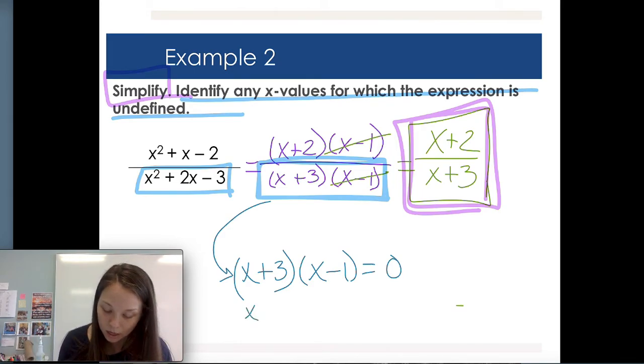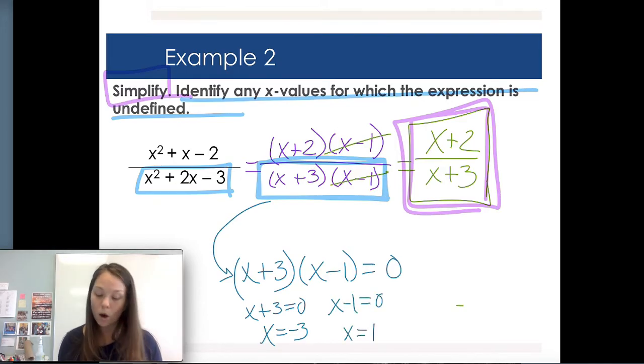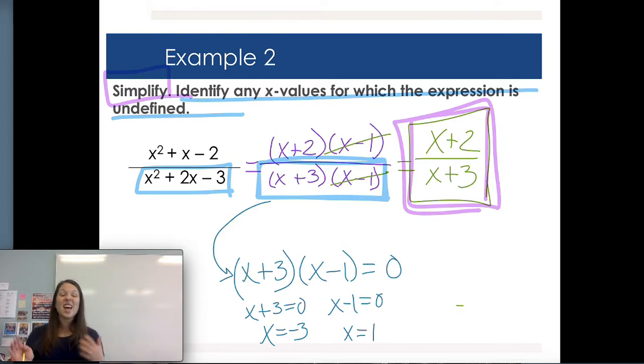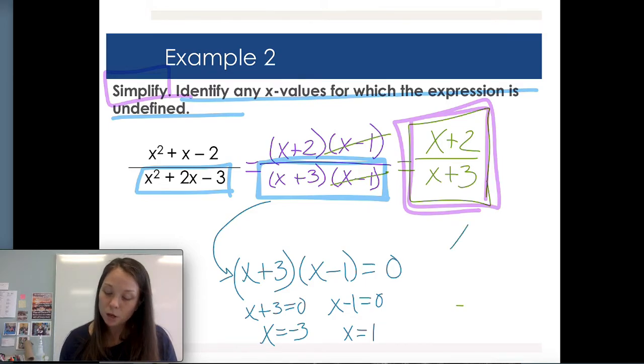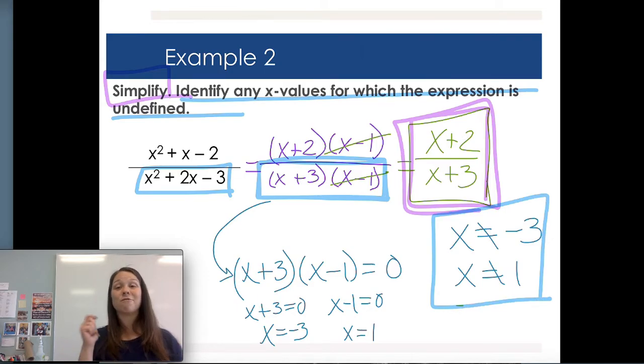So x plus 3 set equal to 0 when solving for x would give us negative 3. X minus 1 set equal to 0, solve for x would give us x equals 1. What this tells us is that this denominator will become 0 if x is a value of negative 3 or if x is a value of positive 1. Well, that's not good. We can't have the denominator be 0. So we're going to say, well, x cannot equal negative 3 and x cannot equal 1 because those are the values which would make this fraction undefined.